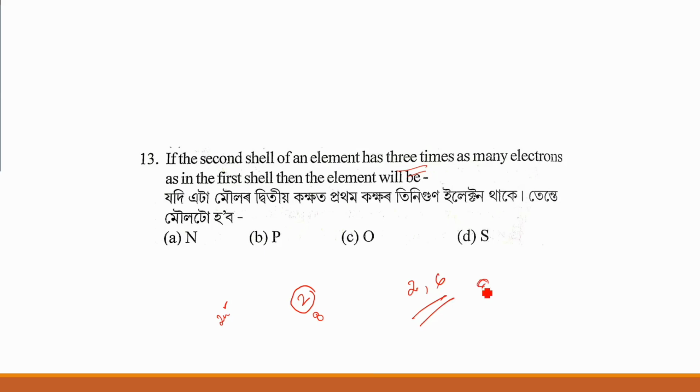8 is the atomic number of what? 8 is the atomic number of oxygen. So our correct answer will be what? Oxygen. So 2, 6, this electronic configuration is of oxygen. So our correct answer will be oxygen. Hope you have understood this question. Now we'll proceed with the next question.